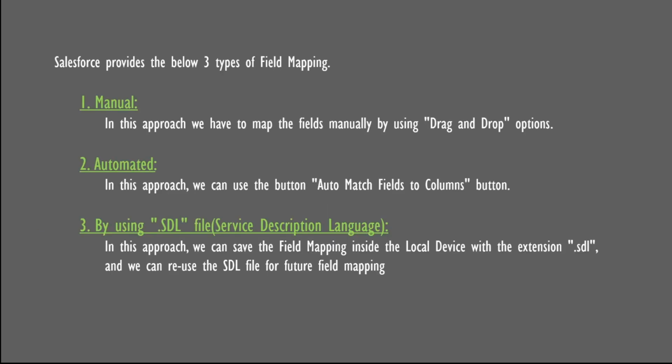Salesforce provides the below three types of field mapping. Manual. In this approach, we have to map the fields manually by using drag and drop options. Automated. In this approach, we can use the auto-match fields to columns button. And by using an .sdl file, service description language. In this approach, we can save the field mapping inside the local device with the extension .sdl, and we can reuse the SDL file for future field mapping.